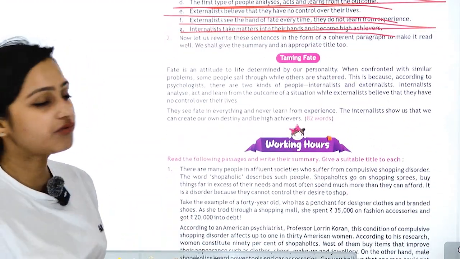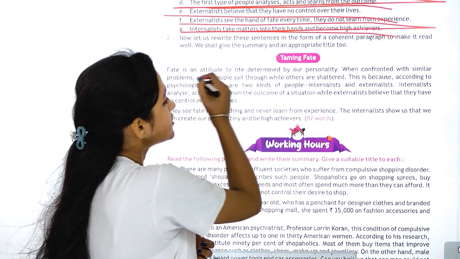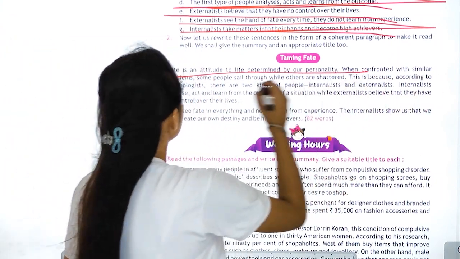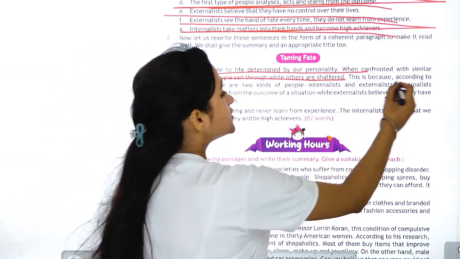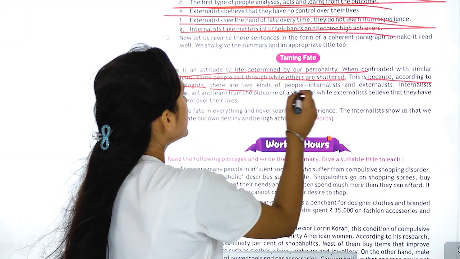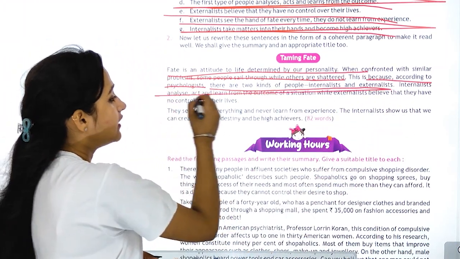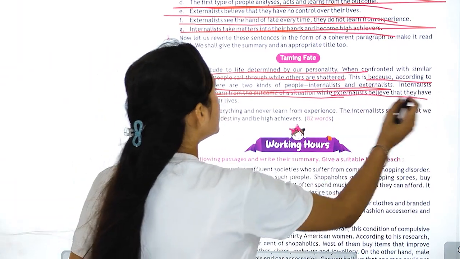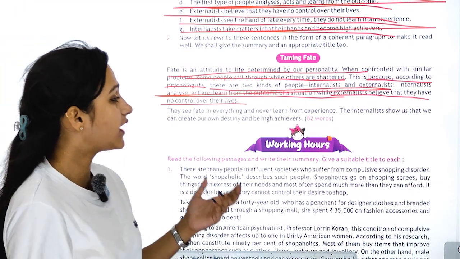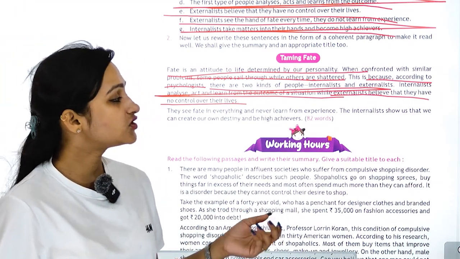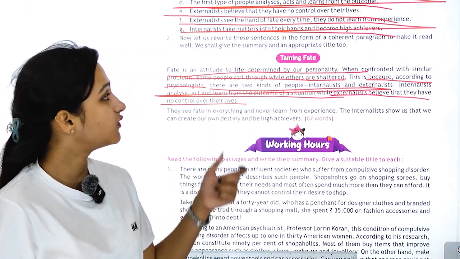हमने क्या दिया? Taming fate. So fate is our attitude to life determined by our personality. When confronted with similar problems, some people sail through while others are shattered. This is because, according to psychologists, there are two kinds of people, internalists and externalists. Internalists analyze, act, and learn from outcomes of situations, while externalists believe that they have no control over their lives. They see fate in everything and never learn from experience. The internalists show us that we can create our own destiny and be high achievers.